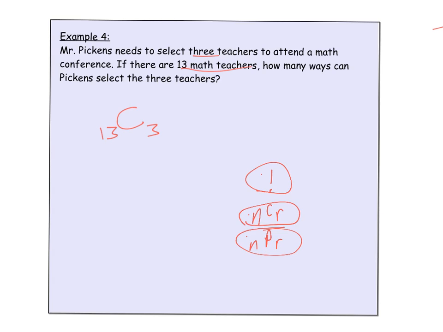But anyway, for this one, combination 13, comma 3. And yeah, there we go, 286. 286 ways he could choose 3 math teachers. That's pretty much it.